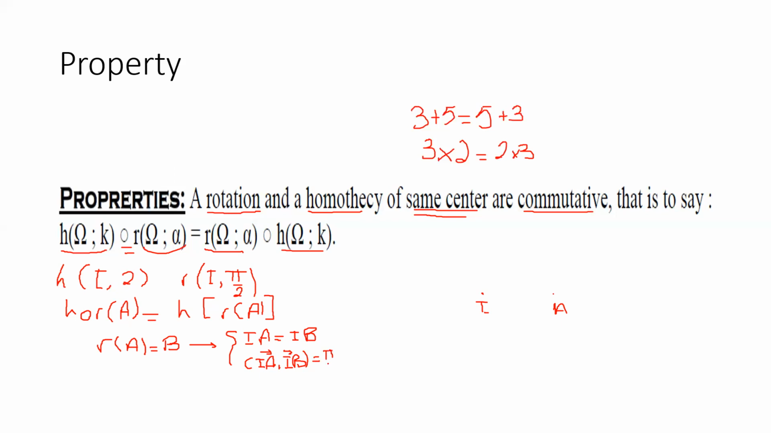Where should B come out? So I join IA first. This is B. IA equals IB.